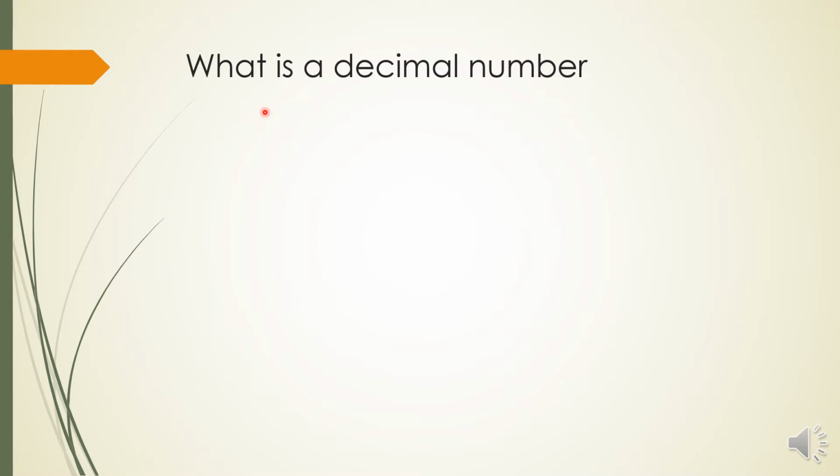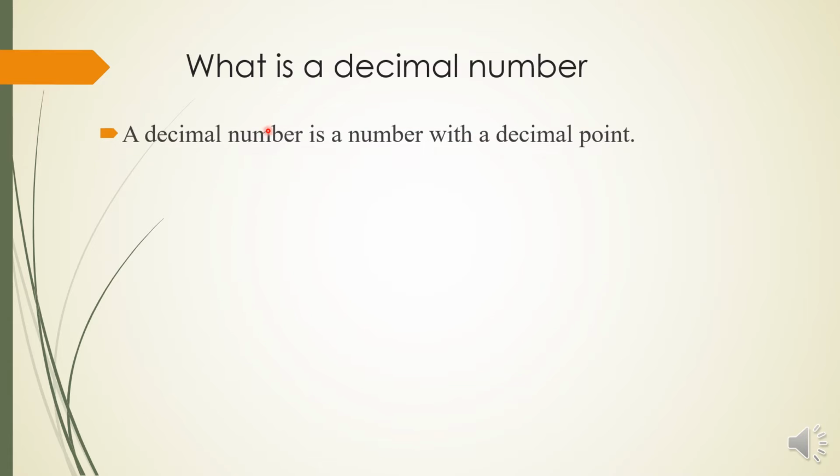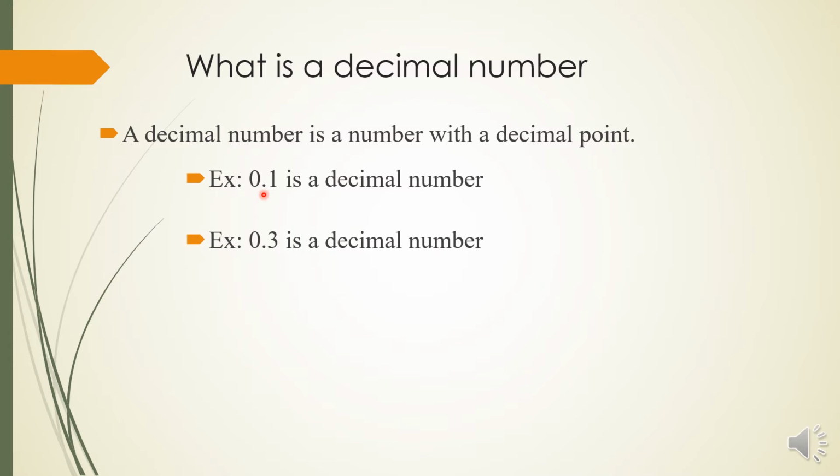What is a decimal number? A decimal number is a number with a decimal point. Example, 0.1 is a decimal number because it has a decimal point. Another example, 0.3 is a decimal number also because it has a decimal point.